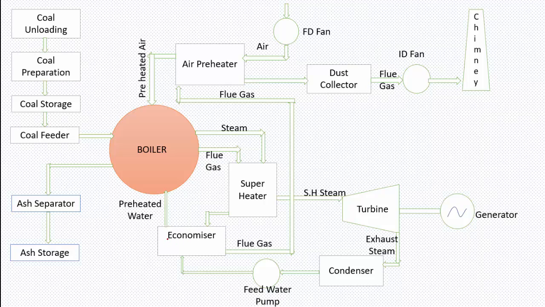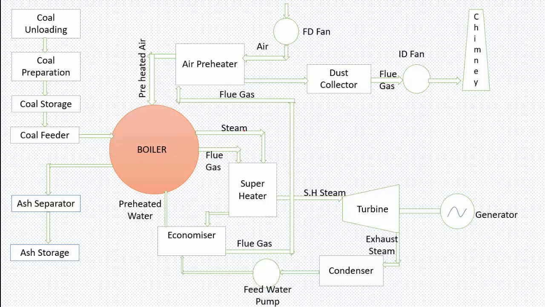First, the water is preheated by the economizer. From the feed water pump, the water is pumped to the economizer. As you know, from the flue gas, some heat is extracted by the economizer, and that heat is given to the water to preheat. That preheated water is sent to the boiler. Now the boiler converts the preheated water into steam.